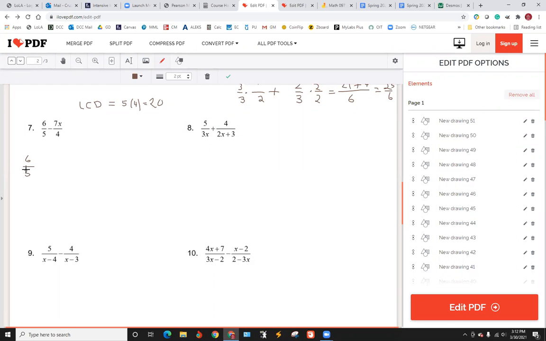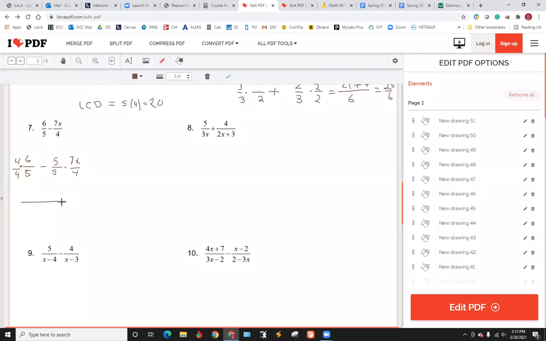So now, really, all we're going to do is take 6 over 5, and multiply that by the missing factor that gets us to 20, which in this case is 4 over 4. That's multiplication. 4 over 4. Minus, and then the missing factor here is 5. Oops, it's 7x. Right, so 4 times 5 is 20.